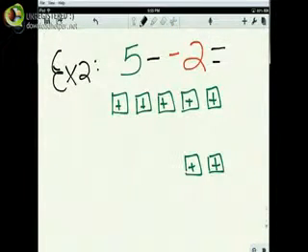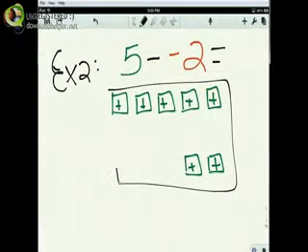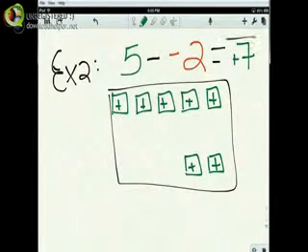So I am left with 1, 2, 3, 4, 5, 6, 7 positives. So sorry, let me go ahead and write that in green. We have 7 positive tiles, so my answer is +7.